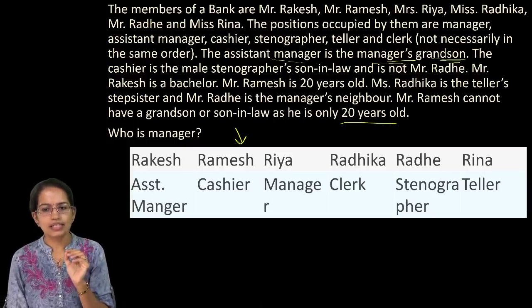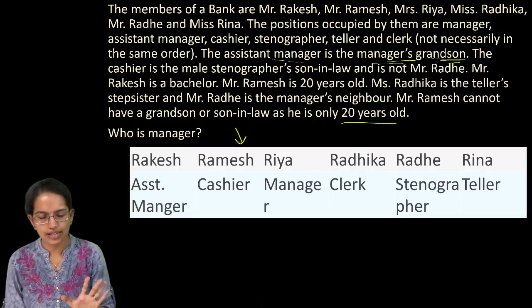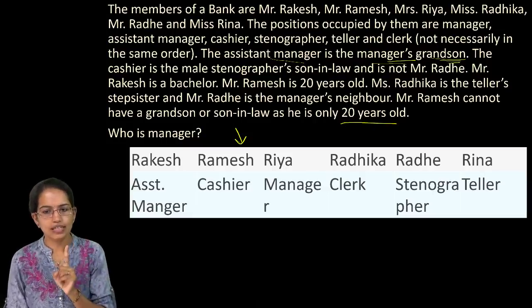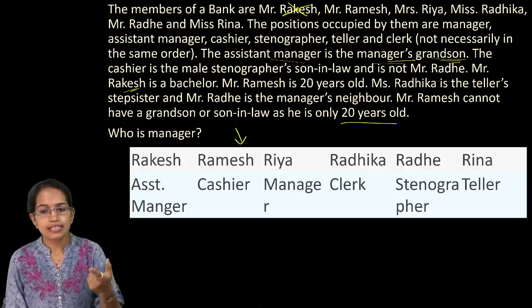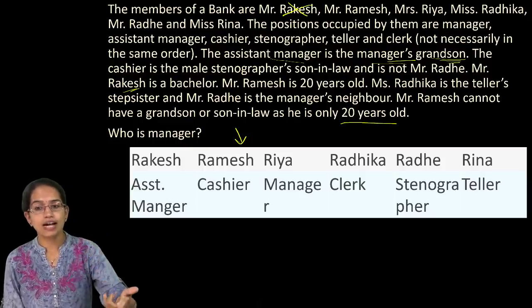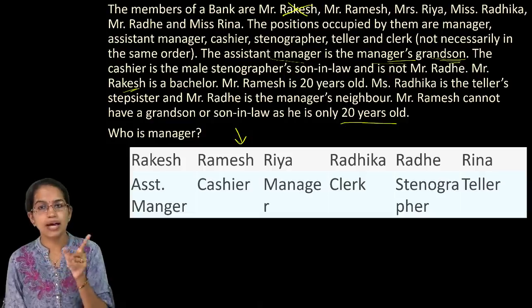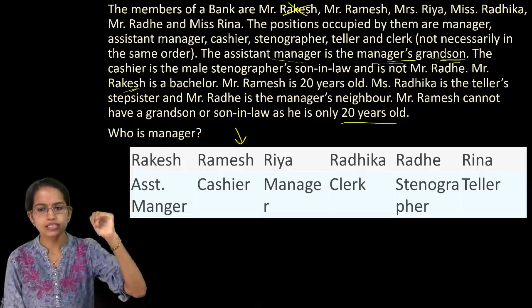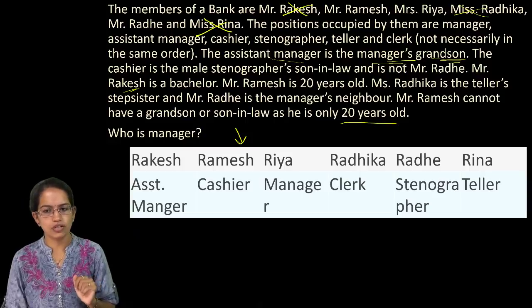So, manager has a grandson, that means he is married, so he cannot be a bachelor. So who is bachelor? Rakesh is bachelor. So Rakesh, I'll just ignore. Clear? The next is he is manager's grandson. Okay, assistant manager is manager's grandson, that means manager is bigger in age. So Miss Radhika and Miss Reena cannot be the option.